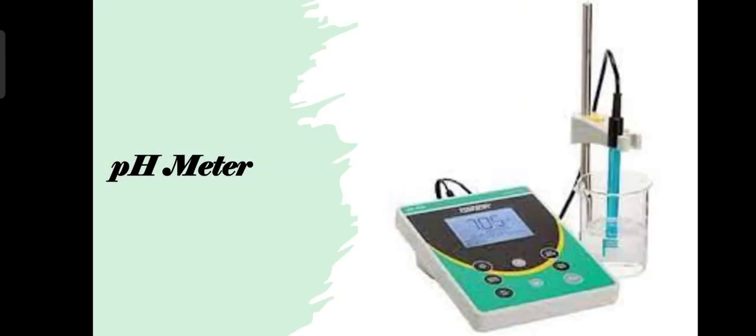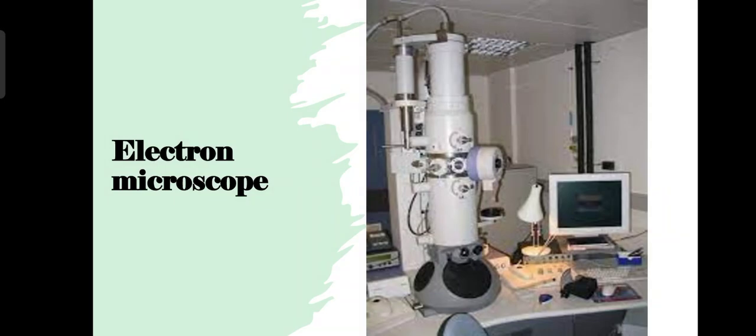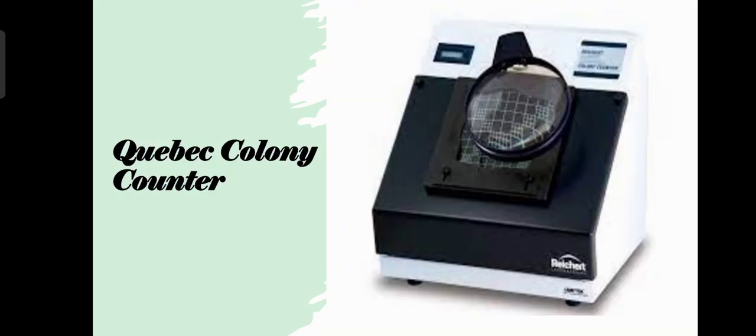pH meter, used to measure hydrogen ion activity in a solution. Microscope, used to observe small objects which we can't see with the naked eye. Electron microscope, used for obtaining high resolution images of biological and non-biological specimens. Colony counter, for counting bacterial colonies that are presented against a dark background.